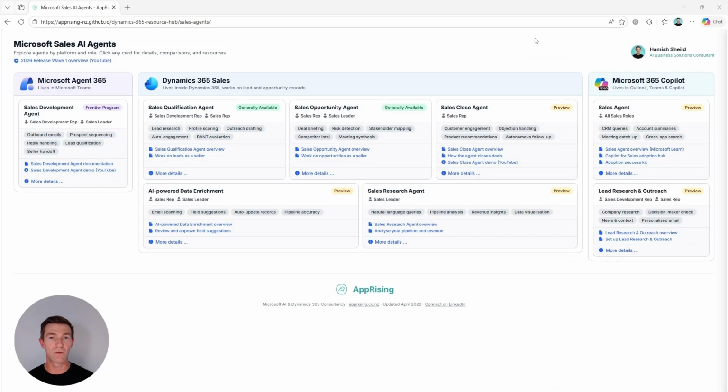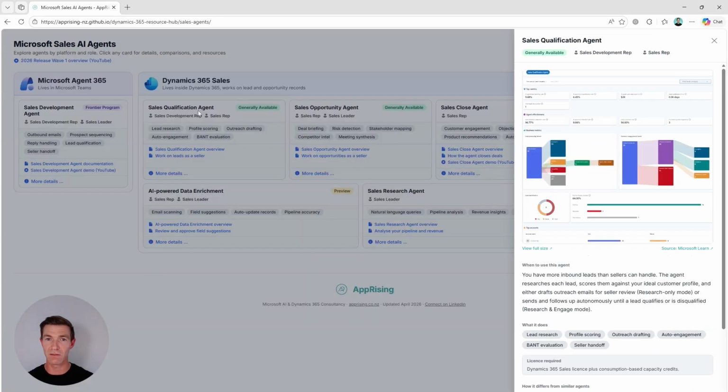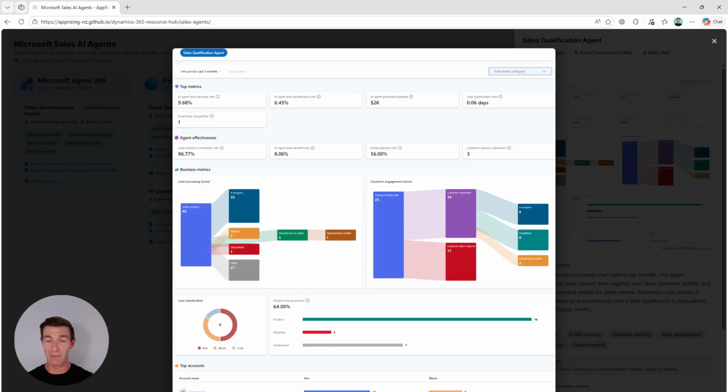The second scenario is about your reps spending too much time on leads that don't go anywhere. This is the sales qualification agent, which works inside of Dynamics 365. And when a lead comes in, it researches the company, scores it against your ideal customer profile, and then gives you a recommendation. It can email the customer autonomously, or it can operate in this thing called a research only mode, where it just does the research and the rep sends the email themselves with the recommendations.